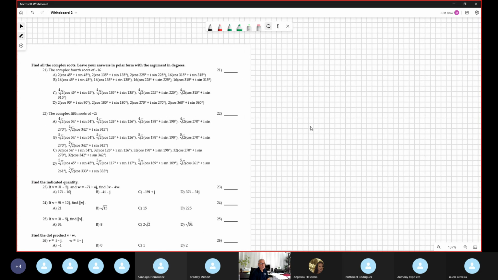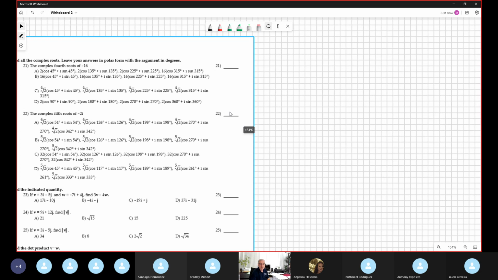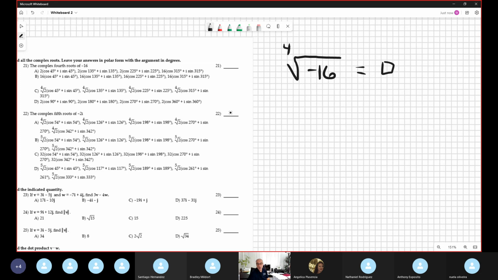Find all the complex roots, leaving your answer in polar form. I appreciate this so much because, compared to rectangular, it's a little bit complicated. So I need to find the fourth root of negative 16. This is my problem. But the problem is, we have four solutions: 1, 2, 3, and 4 solutions. This is the problem, guys.